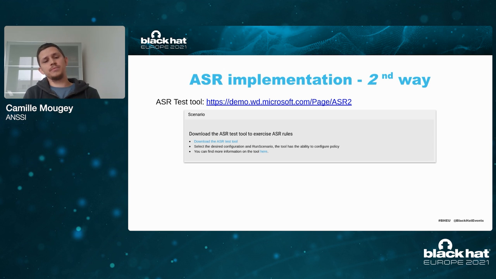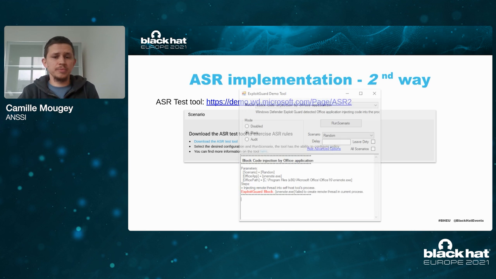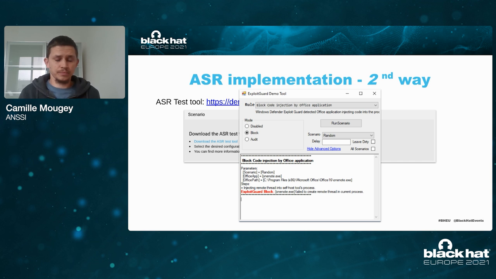Actually, we could have found this information in another way. Microsoft is giving an ASR test tool that you can download at this link, which is made to perform some tests. For instance, you can say, okay, I want to try the rule block injection by Office application. I want to be in block mode or audit mode. I run the scenario and I see if it is actually detected or not.